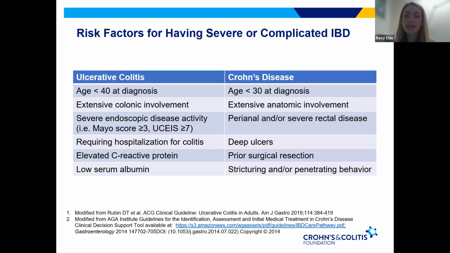Deep ulcers on endoscopy. If they've needed resection of a part of their bowel because of, say, narrowing or fistulas or abscesses, then that too will predict a more complex course. And then stricturing or penetrating behavior.